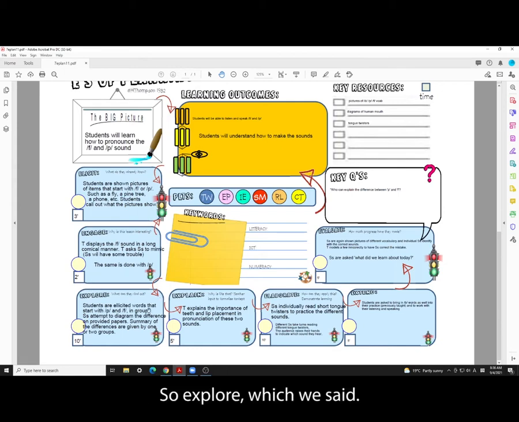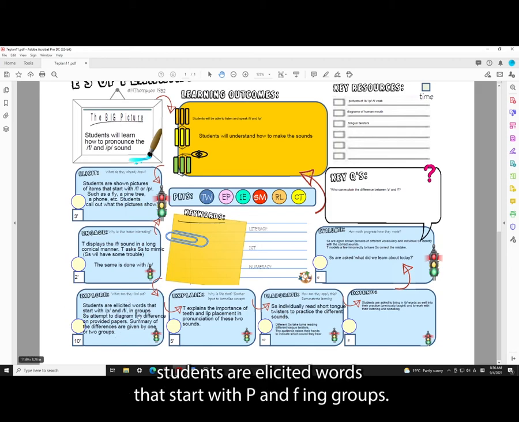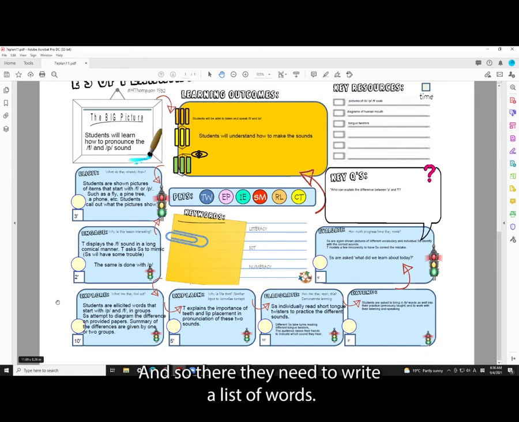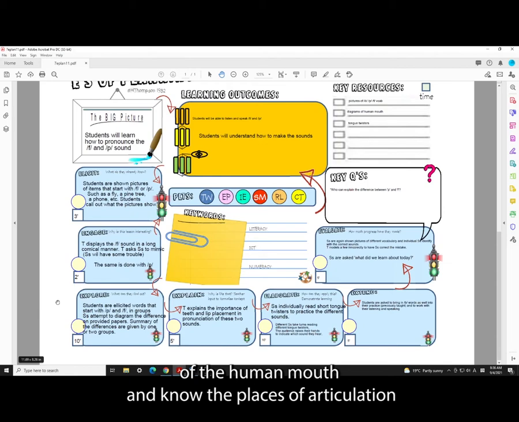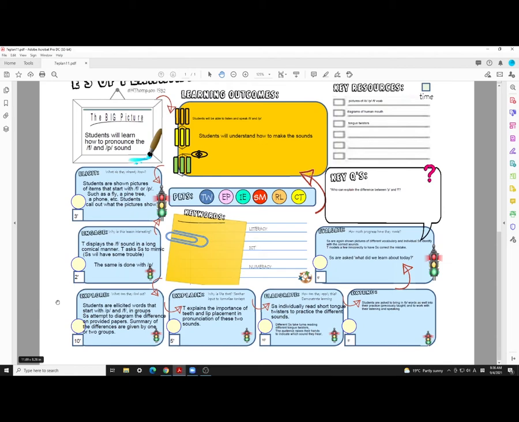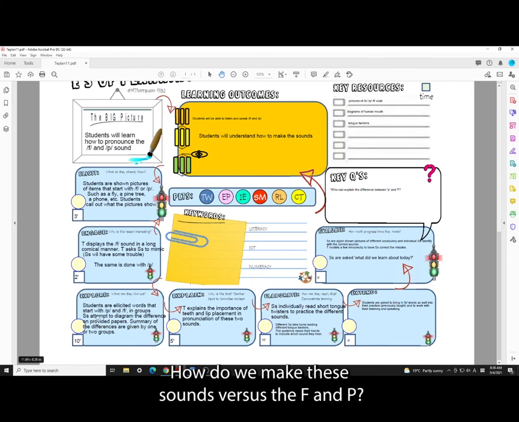So explore, which we said is the kind of group work. Students are elicited words that start with P and F in groups, and so they need to write a list of words, and students are provided with a diagram of the human mouth and the places of articulation diagram, which we have in our own work. And in groups, they'll try to draw how do we make these sounds versus the F and P. And we'll talk about this more in this class.